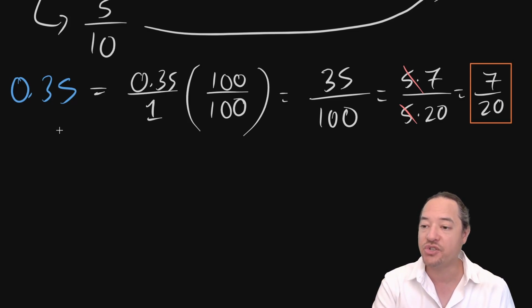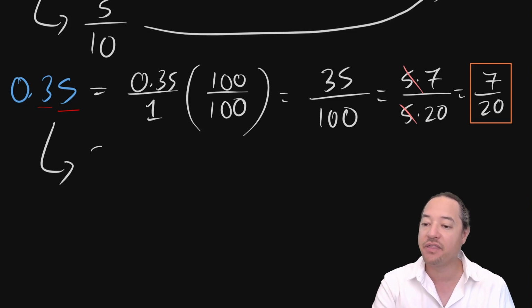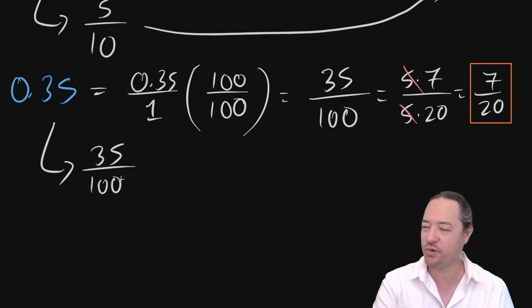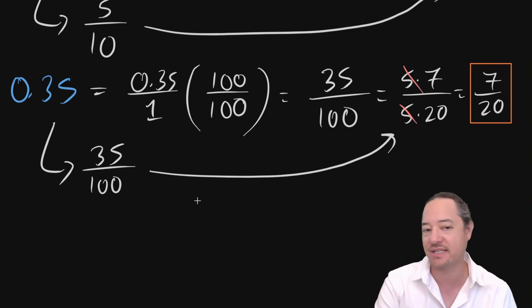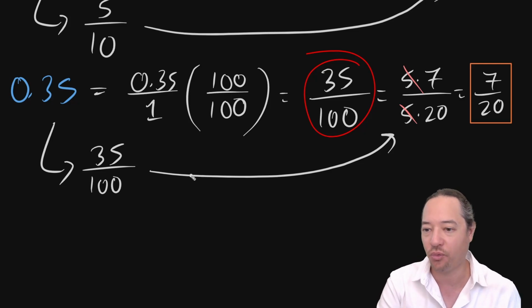Can we then shortcut this? Sure, right? Recognize that this is the tenths place and this is the hundredths place. So this is the same as 35 hundredths, right? And once you have it in that form, now we can sort of shortcut over to this side. So we've already got this 35 over hundredths written out.